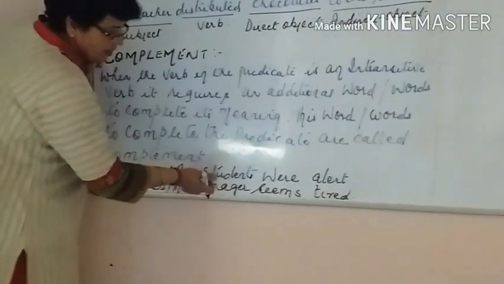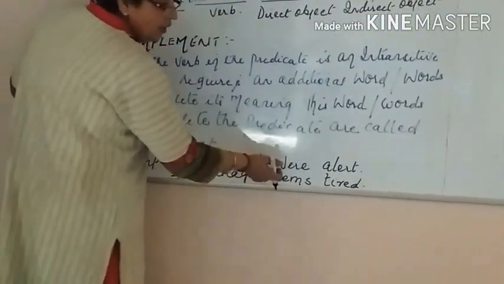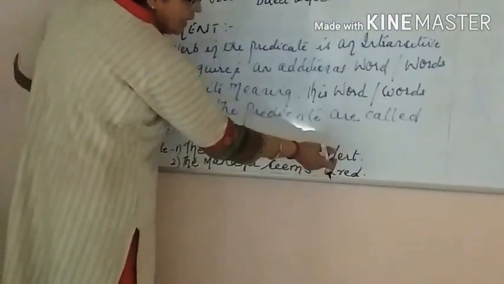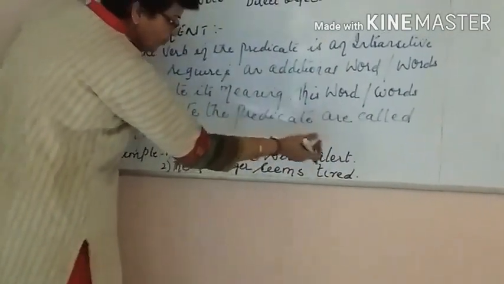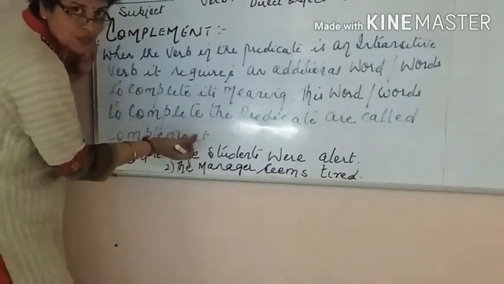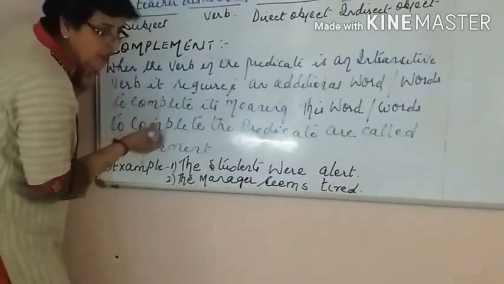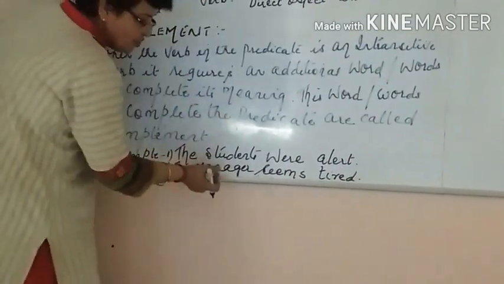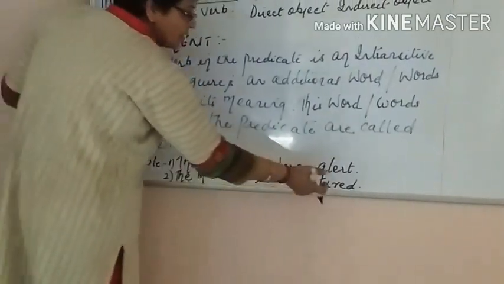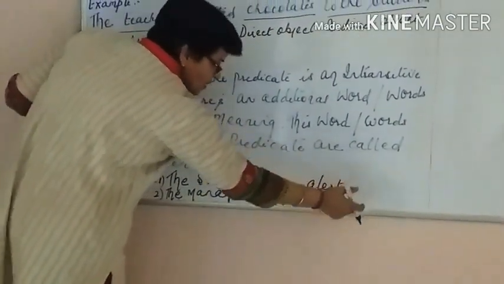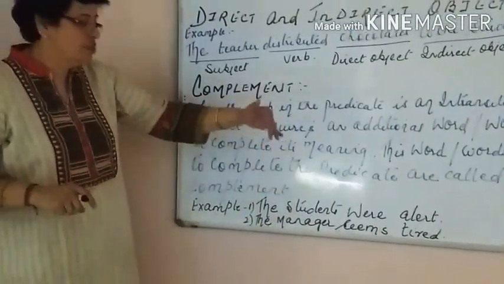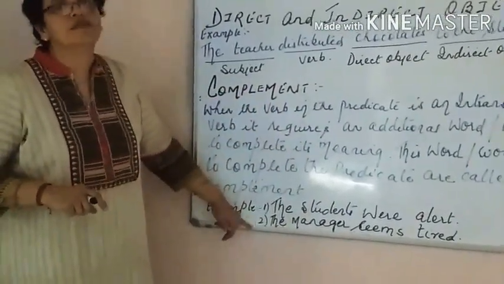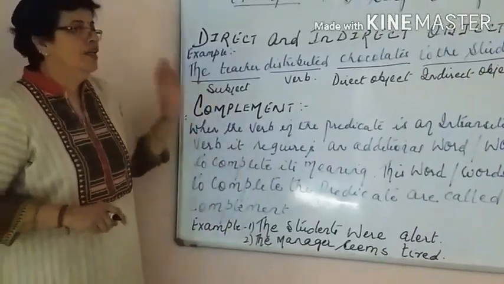Now, the students are the subject, were, and alert is the complement. Complement to whom? To the students. That the students are, or the students were, alert. Now, the manager is the subject and he seems tired. Now with this, we are not going to add any word because it is complete and it is complementary to the subject.